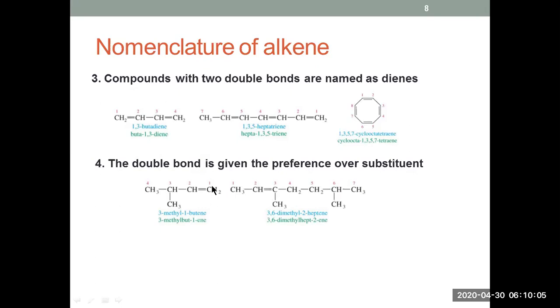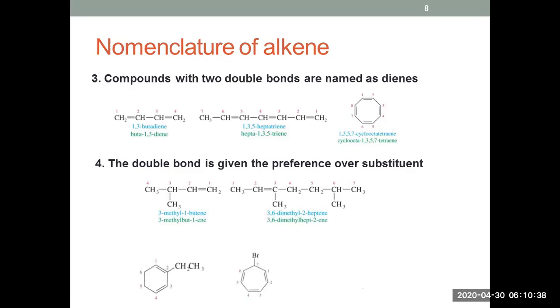If you have a situation in which the alkene has a substituent as well as a double bond, you should start numbering from the side where the double bond gets the lowest position. So you have to prefer the double bond. Here, this is 1, 2, 3, 4. This is 3-methyl butene. Here it is 2-heptene, and this is 3,6-dimethyl-2-heptene. Rather than numbering from here, you have to number from here.